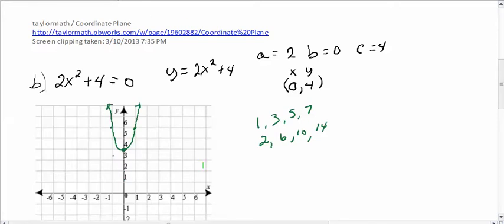It doesn't, does it? So this one is the no solution problem. It does not cross the x-axis, so this is the no solution. Okay, and now let's do number 3.